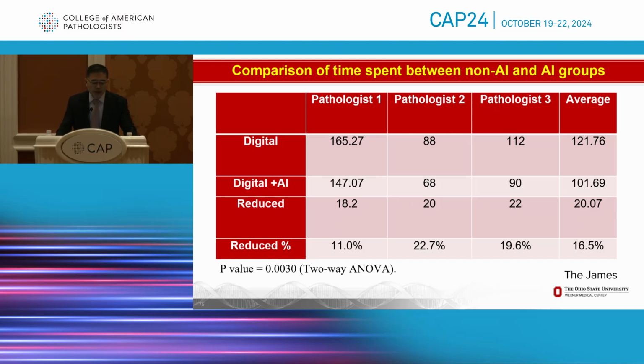So we also compared the time spent between non-AI and AI arms, and we asked 3 pathologists to look at, I believe, 100 cases. We did the analysis. The AI tools did reduce the time spent by the pathologists using the AI assistant tools here.